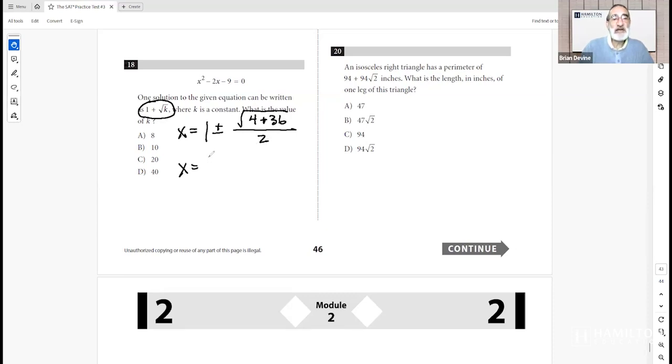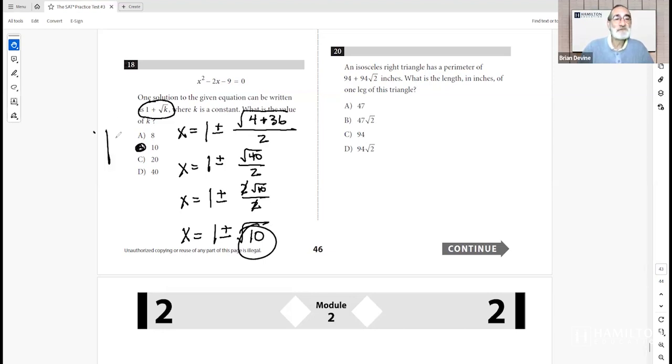So x is going to equal 1 plus or minus root 40 over 2. And I can rewrite that as x equals 1 plus or minus 2 root 10 over 2. I took the 40, rewrote it as 4 times 10, took the square root of 4, which is 2. Now the 2's cancel. So I have x equals 1 plus or minus root 10. Well, that must be k, and B is the answer.